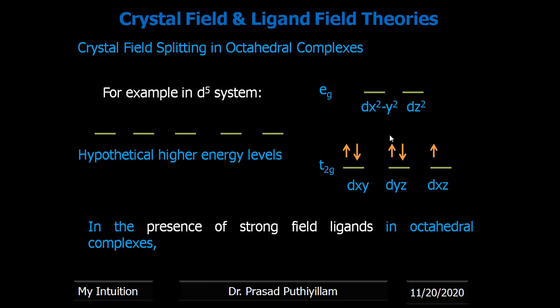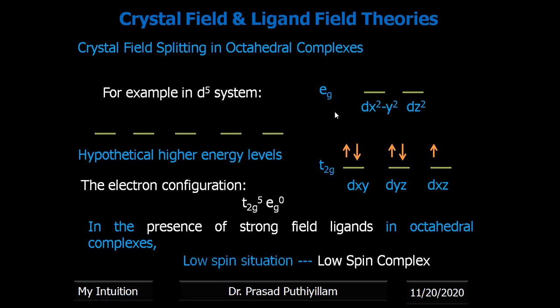And we can now write the electronic configuration. So this is the electronic configuration after the presence of the strong field ligand. The electronic configuration becomes t2g5 eg0. So here, 1, 2, 3, 4, 5, all 5 electrons are in t2g, therefore it is t2g5 eg0. Therefore it creates a low spin situation.